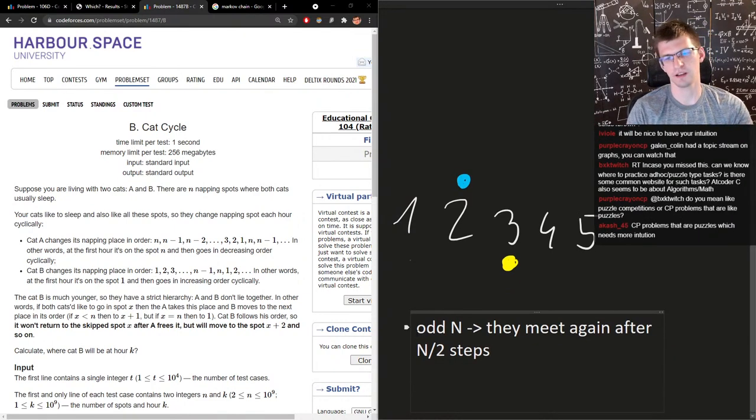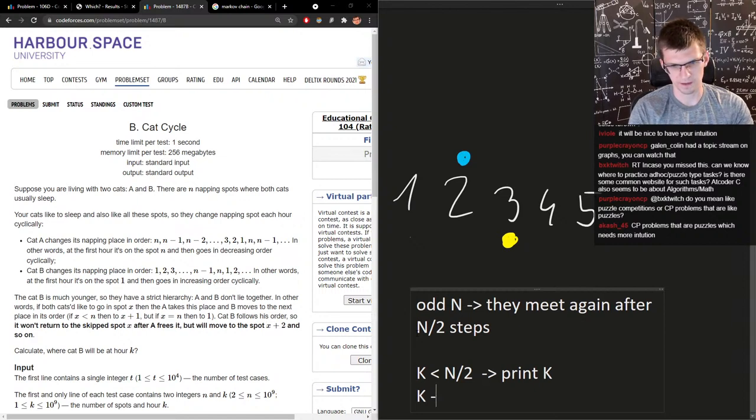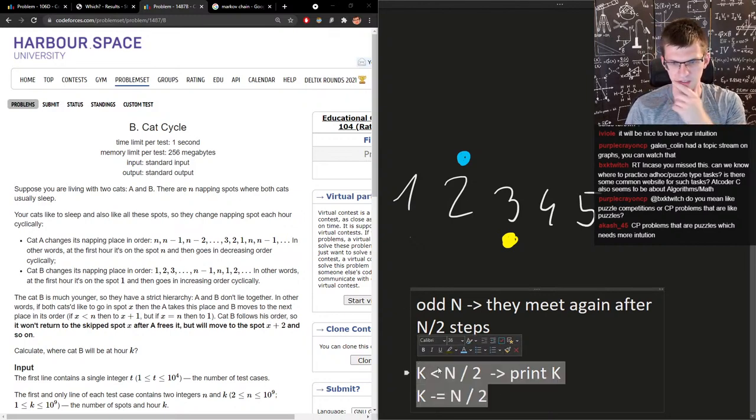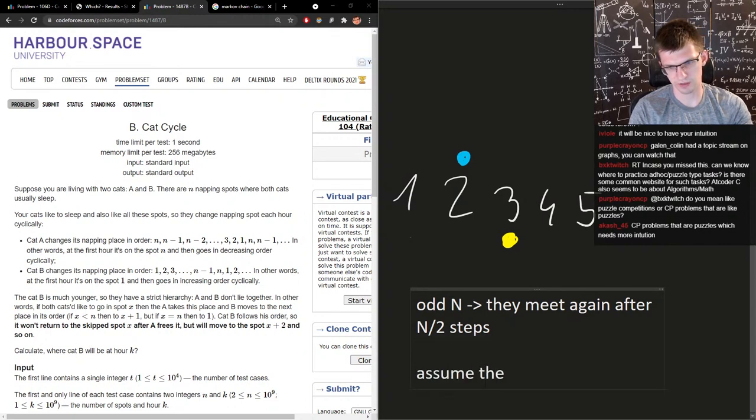So I claim that for odd n, I would first say where they meet. So for odd n, I would do the following logic. If k is smaller than n over two, or I don't know about details, off by one, I will not care about, then just print k, something like that. Else, decrease this by n over two. Now you know that they meet. Oh, I know. I don't even need that logic. Let's say, assume that they meet at step zero.